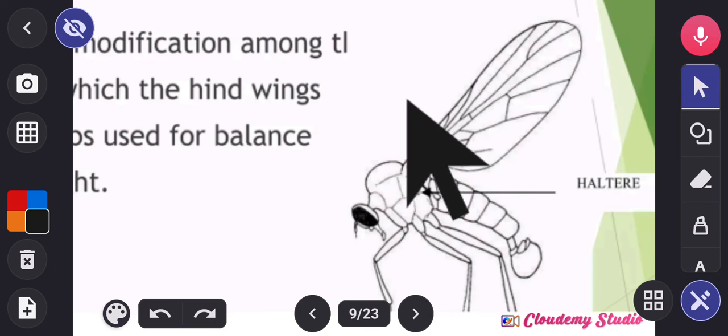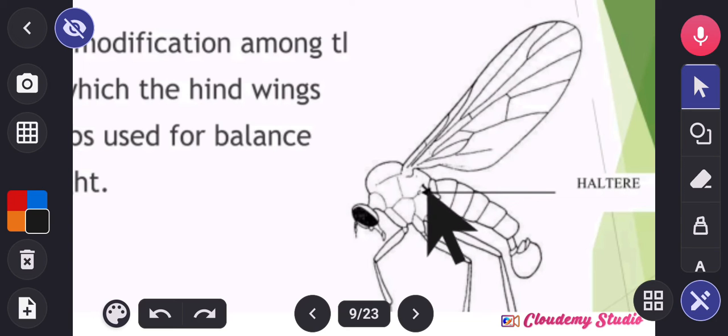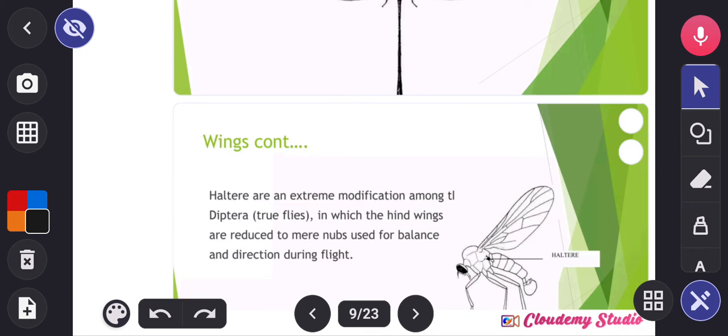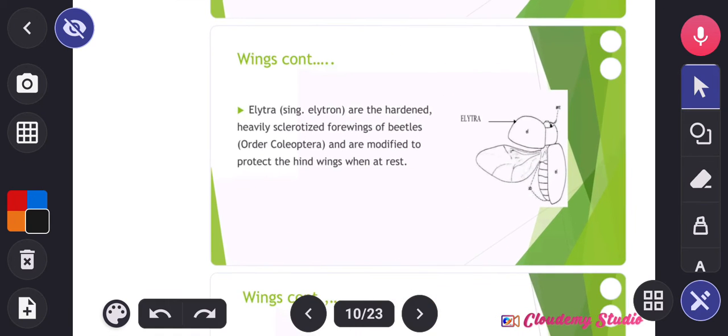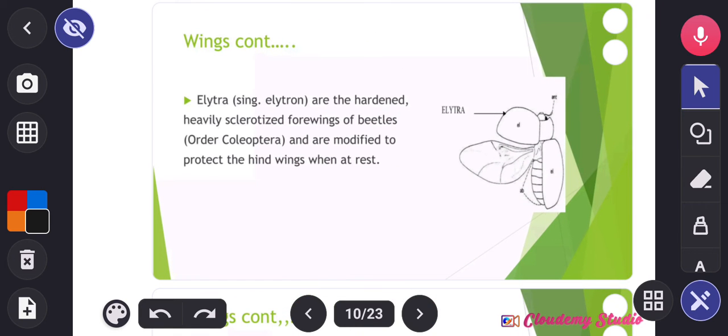And as you can see it here, we have the halteres here. Let me reduce the size of this so that you can see it. So we have the halteres here. Can you see? It is the hind wing, and it is mostly common among the dipterans like mosquitoes and housefly. It is here, and it is used for balancing as well as sense of direction during flight. That is the halteres.